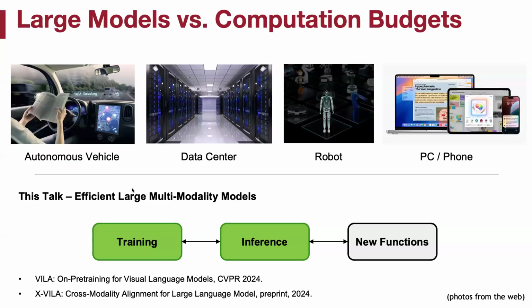I will start with the motivation of the recent trends. As models get larger and larger all the time, we do have substantially varying computation budgets. For example, for AV, we need one platform. For data centers, we have a completely different scale of resources.